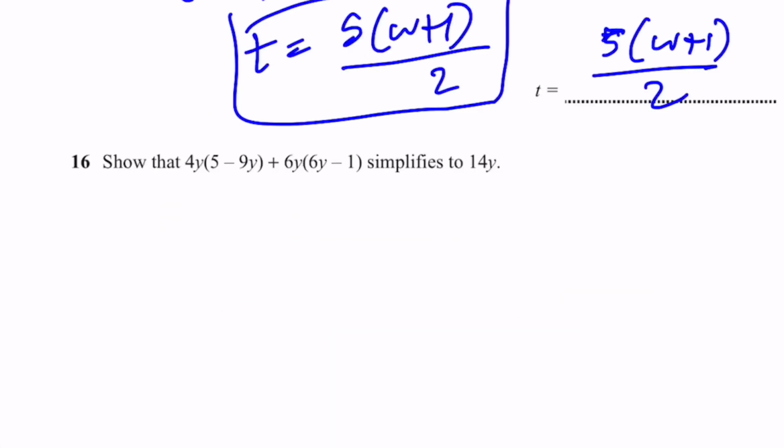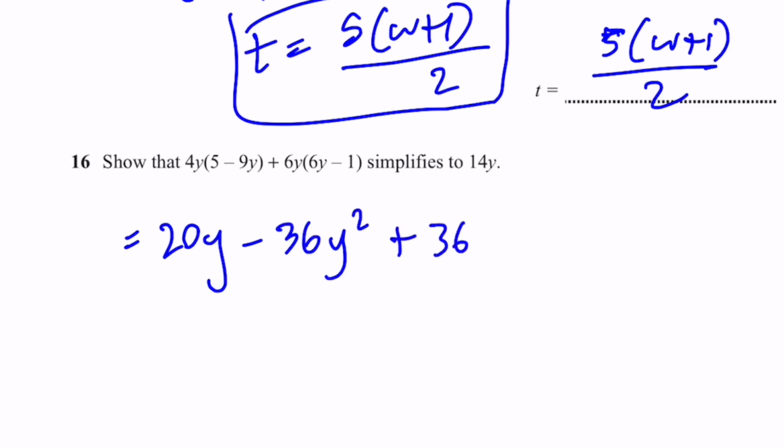Question 16. Show that 4y into 5 minus 9y plus 6y into 6y minus 1 is equal to 14y. So we can simplify it. That'll be 20y minus 36y squared plus 36y squared minus 6y.